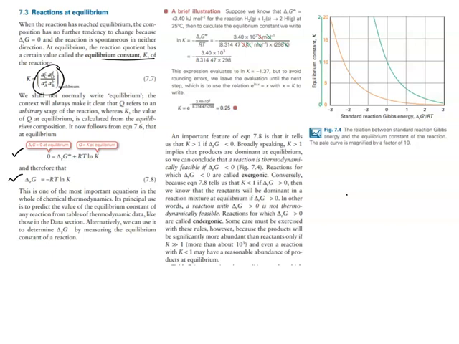And this is particularly true for biochemical processes in metabolism. So let's take a look at figure 7.4 quickly here. The relation between standard reaction Gibbs energy and the equilibrium constant of the reaction, where the pale curve is magnified by a factor of 10. So on the y-axis we have equilibrium constant, and on the x-axis we have standard reaction Gibbs energy.